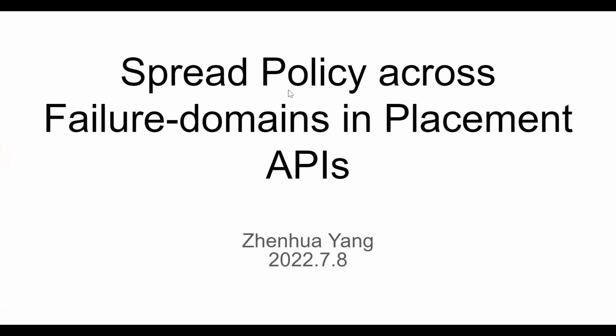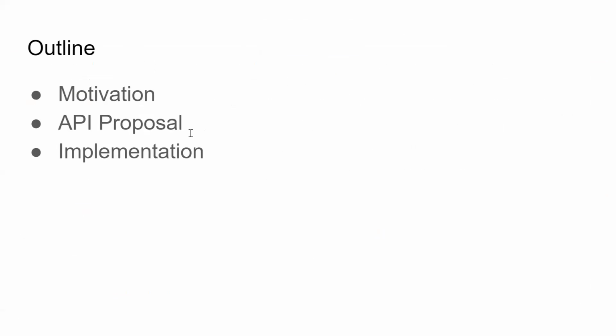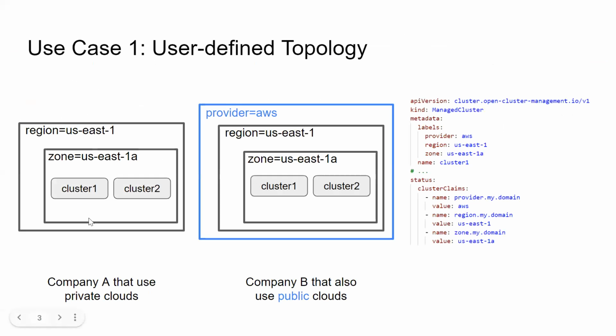I will share a draft proposal about the spread policy across failure domains in placement APIs. So if you have any comments, just interrupt me. I'm going to introduce this topic following the motivation, the API proposal, and the potential implementation. Let's start with the motivation. In this section, I will give some use cases. Use case 1 is about user-defined topology.